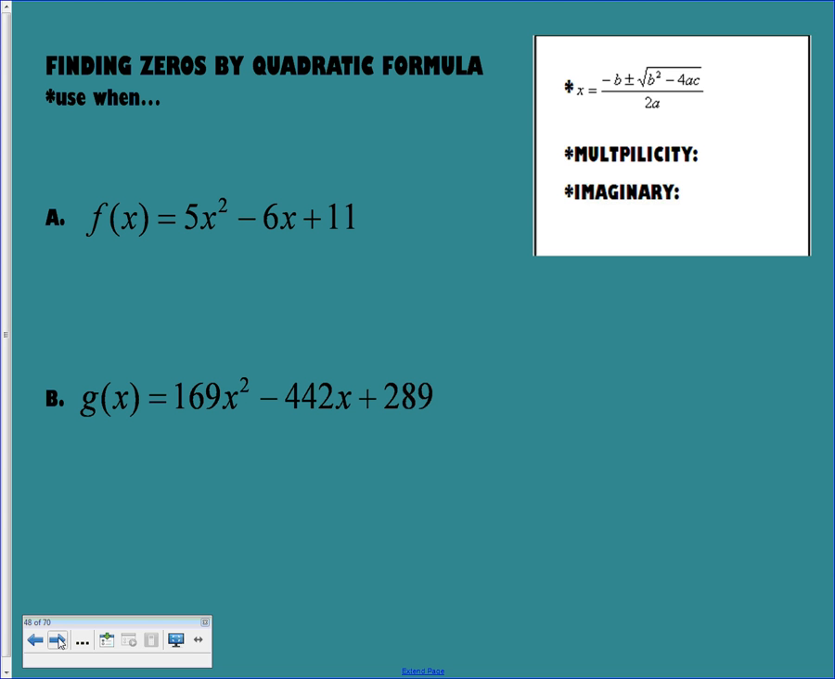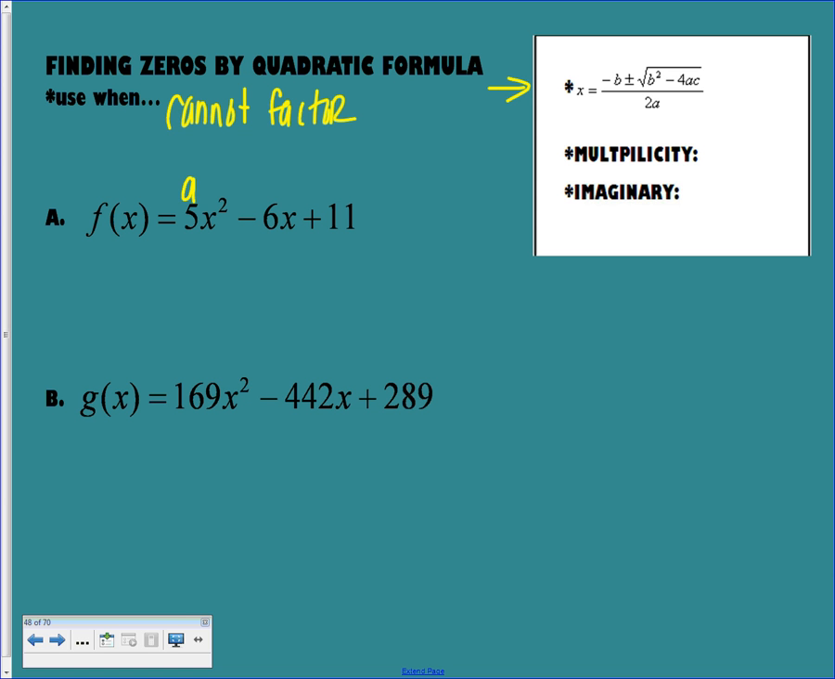Sometimes we may actually have to use the quadratic formula to solve, and that is when you look at something and you cannot factor it. So if we look at this first equation, 5x squared minus 6x plus 11, and we try to factor it, we're not going to get anywhere. It's not going to work and you're going to get frustrated and say, oh, it's prime. Well, it may be prime to be factored, but that doesn't mean that there aren't any x-intercepts. So we're going to use the quadratic formula, and if you forgot it, it's right here.